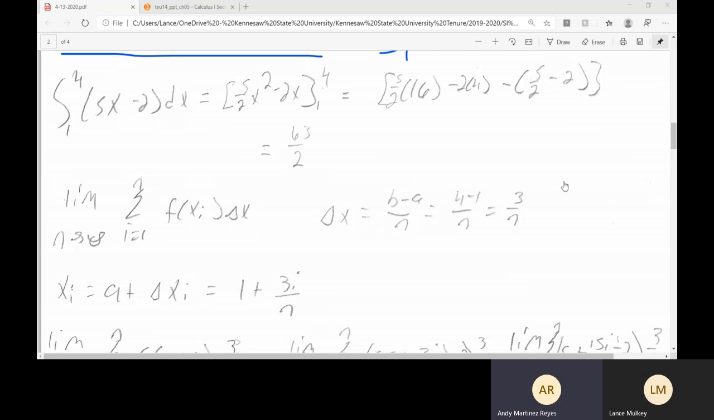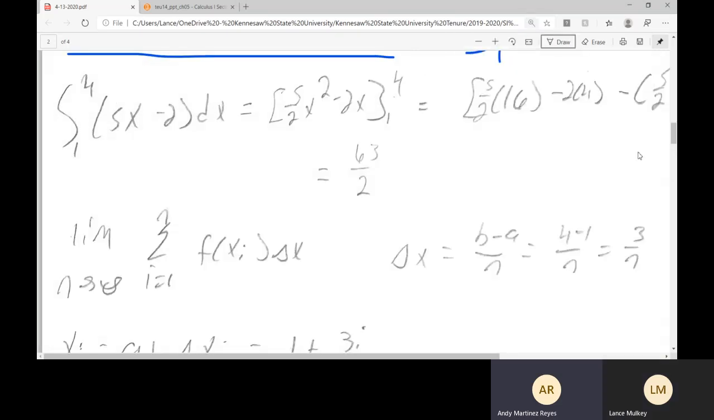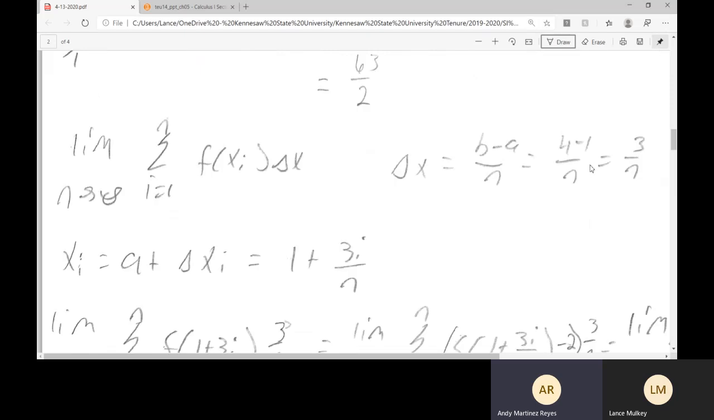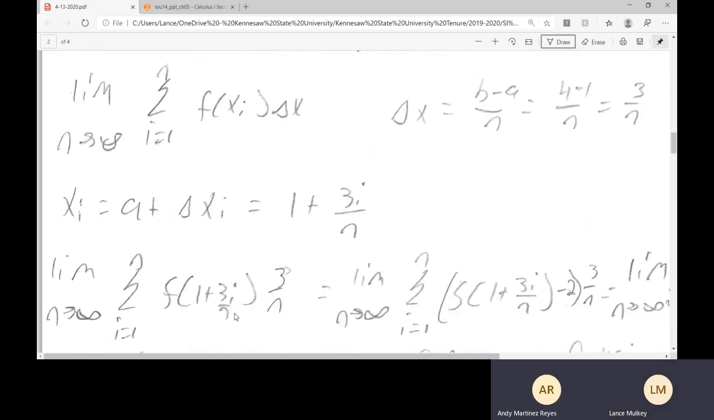Yeah, I got lost. You don't want to keep trying? All right. So what's the first step when you find delta x and xi? Do you remember what you do? Yeah, you just find the change. Plug it in.